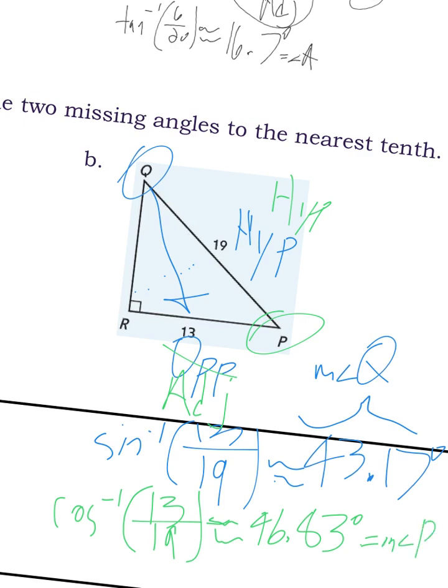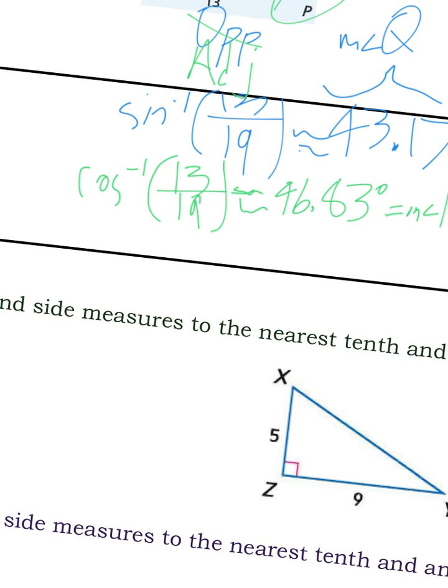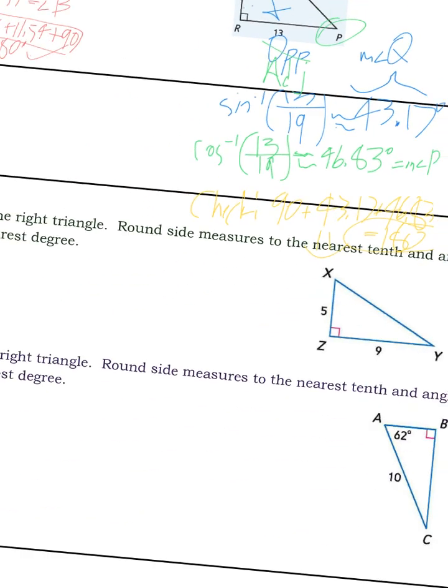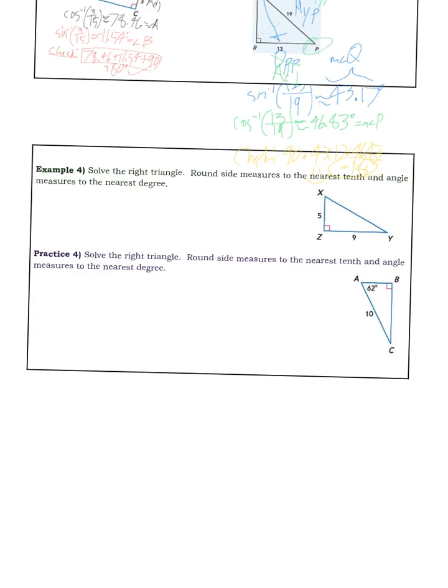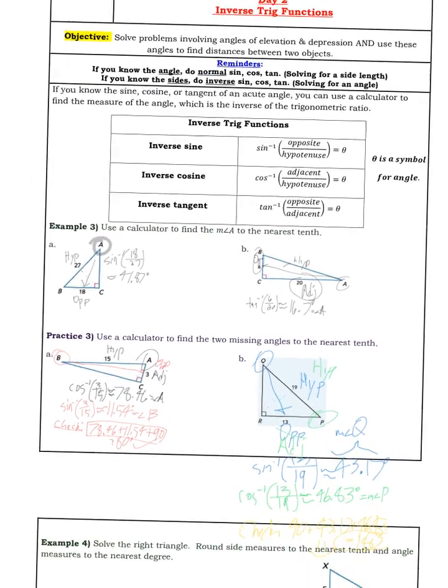And again, you can check your work by seeing if they all add up to 180. Check. So you had 90 degrees plus 43.17 plus 46.83, and they all in fact do equal 180. So that's good. I'm going to go over the rest in another video, solving a right triangle. Once I make that, I will link it to this video. But this is it for the inverse examples.